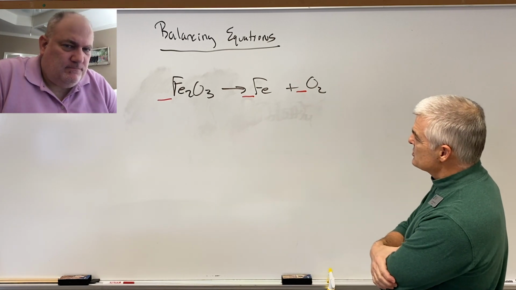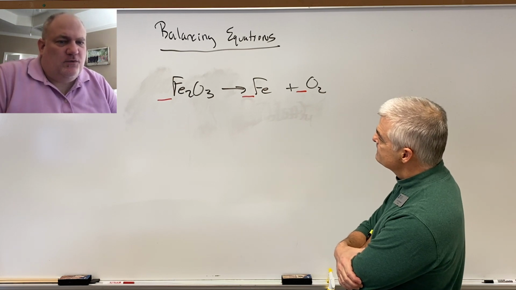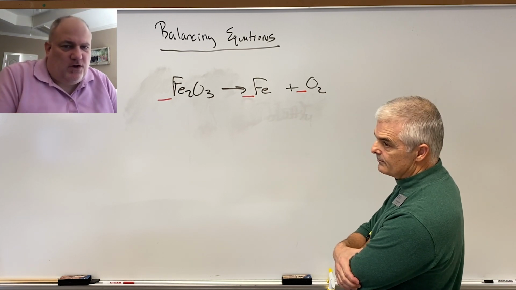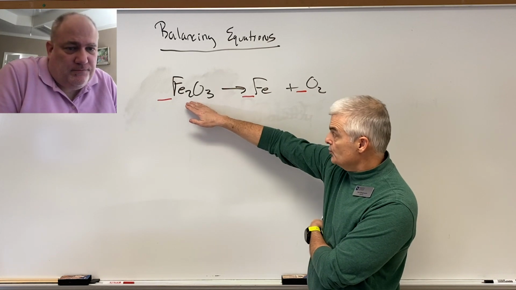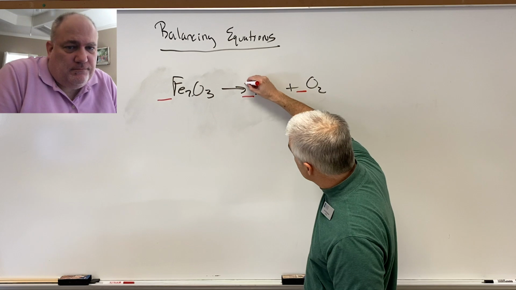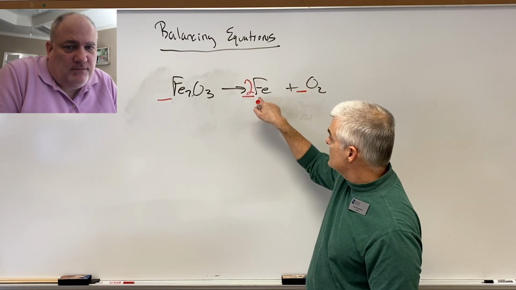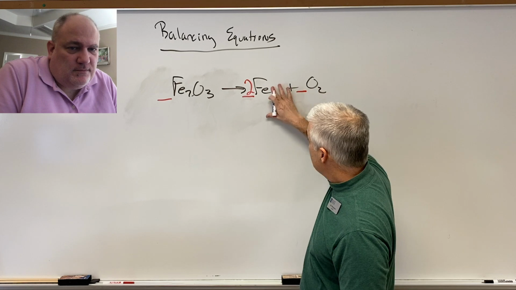So, Mr. Dimitrievich, what am I going to do first here? So you can pick any element that you want to start with. I typically start with the more complex ones. So we're going to start with Fe2O3. And how many Fe's do we have there? 2. We have 2. So we're going to put a 2 where? Right here. So now we have 2 Fe's. And 2. Notice I didn't put a 2 down here. I can't do that, right?